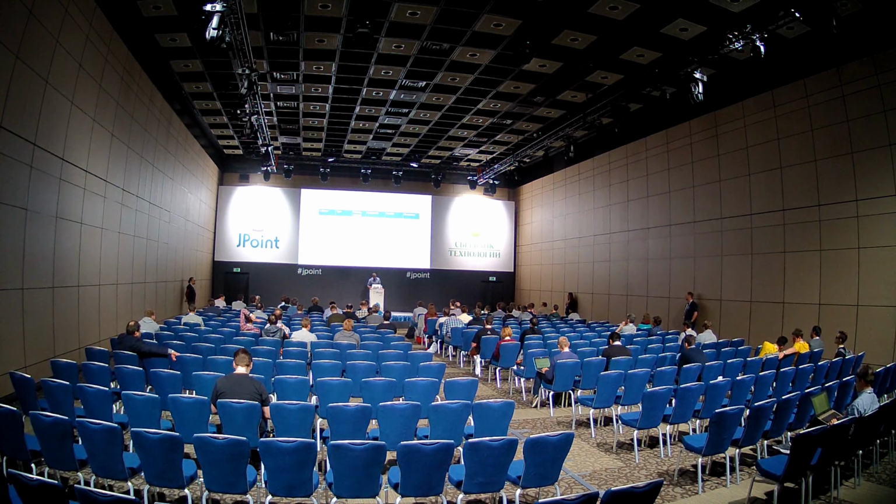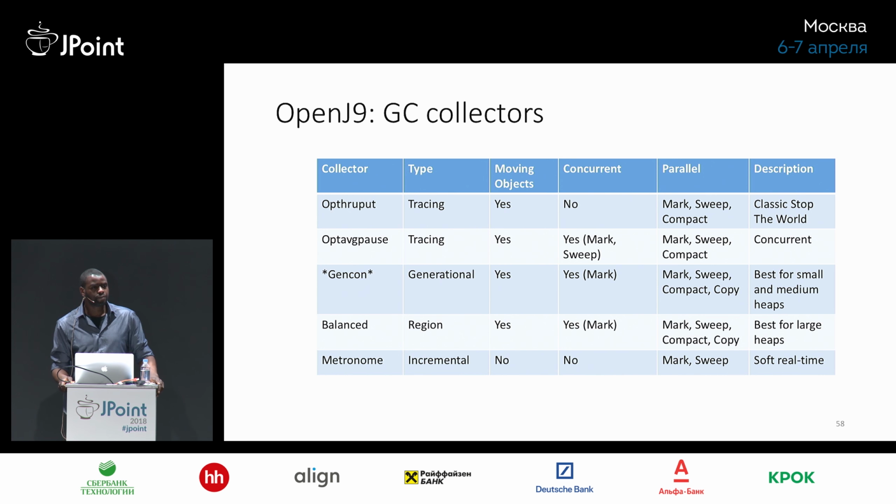Hi. I have a question about garbage collectors. Can you define what is a large heap? So a large heap is typically something around 100 gigs, around that range. Thank you.